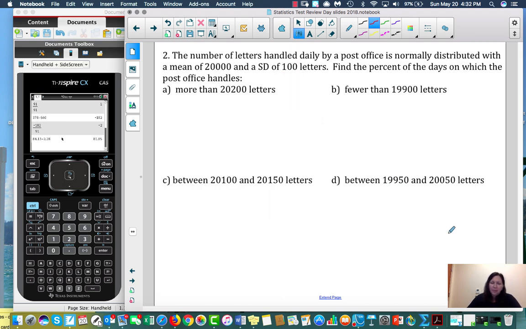Okay. Second question says the number of letters handled daily by a post office is normally distributed with a mean, so this is my X bar, that's important right here, of 20,000 and a standard deviation of 100. Find the percent of the days for which it handles these amounts. So they're looking for all these values. So I'm going to make my normal distribution chart here. I have my mean of 20,000, my standard deviation of 100.